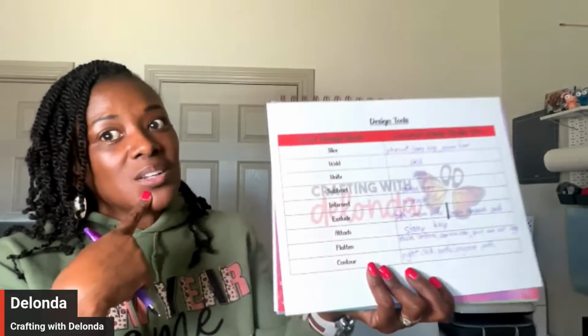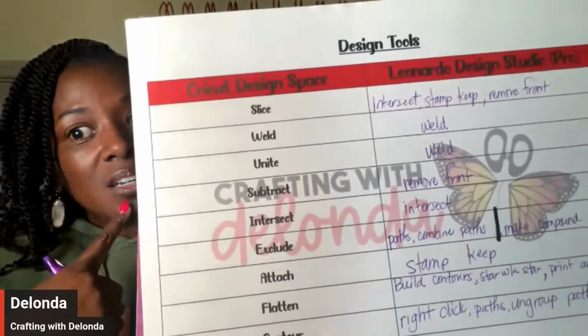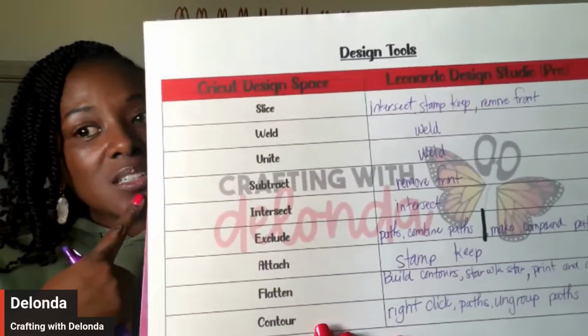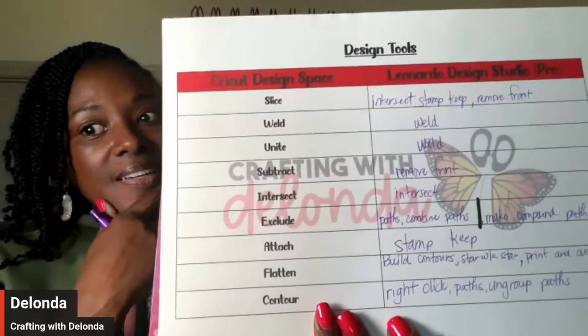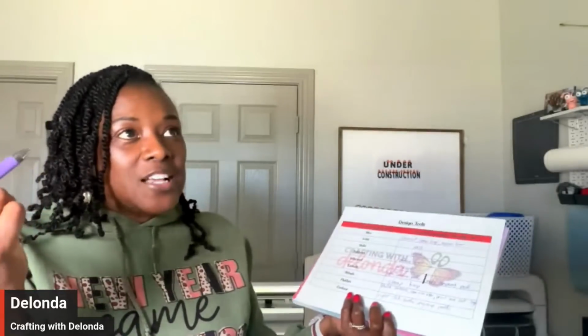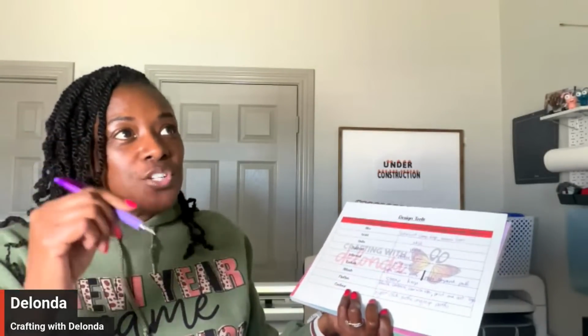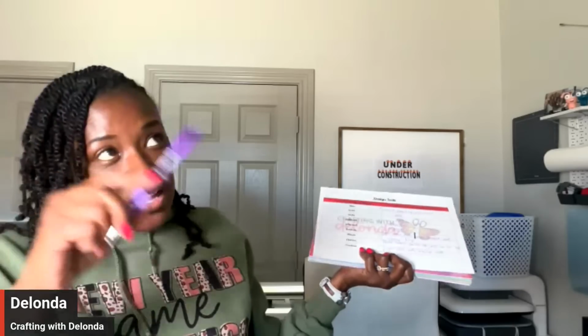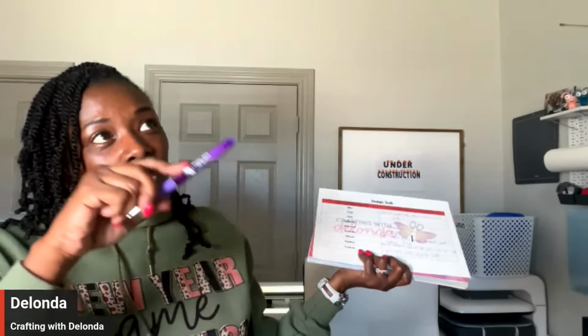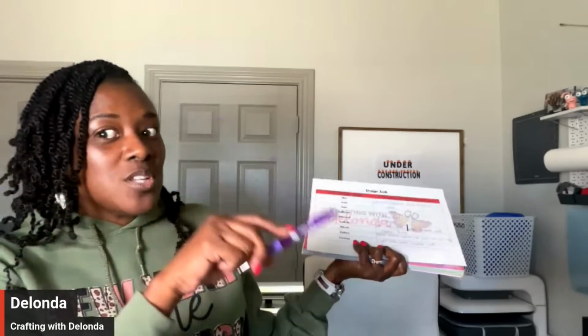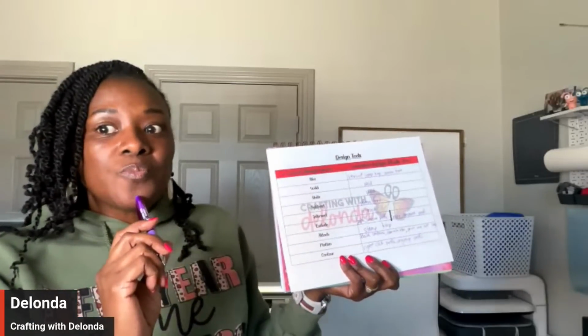What are y'all thinking? What do y'all think about that? But you know, if it's a photo, normally if I'm in Cricut Design Space and I want to add my photo in the shape of a heart, I would have to use slice. But here, if I want to add my photo in the shape of a heart, I have to use intersect. So it's different. I just think it's different depending on what you want to do.